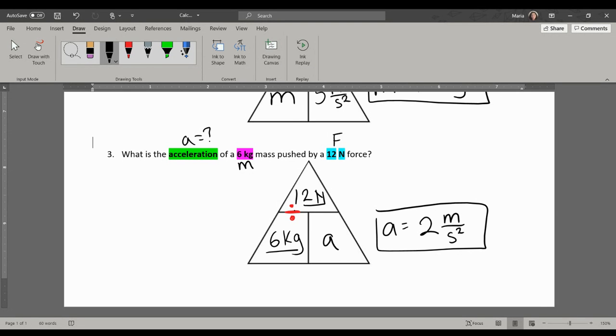And that's it. You now know how to solve for force, mass, and acceleration using our triangle.